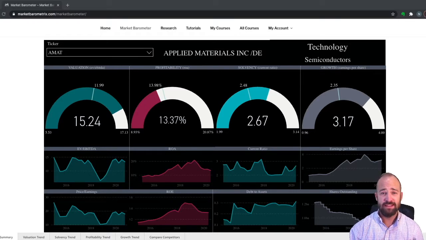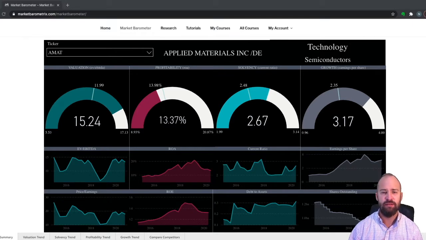So I don't want to spend a whole lot of time here, but let's do a brief rundown of each of these columns to see if there's anything that jumps out at us. So the valuation column here, we have the gauge up top there with the current reading of 15.24. That's the EV over EBITDA. That's my personal favorite measure of valuation. We see that the average EV over EBITDA over the course of the last several years for Applied Materials has been 11.99. So with the current reading of 15.24, it means that Applied Materials is slightly more expensive than it has been on average over the last several years.